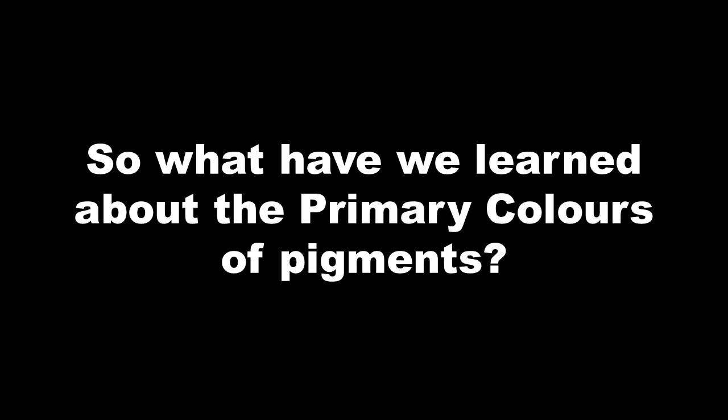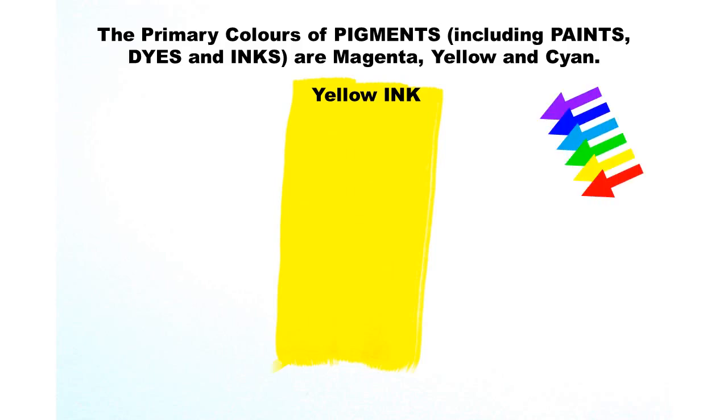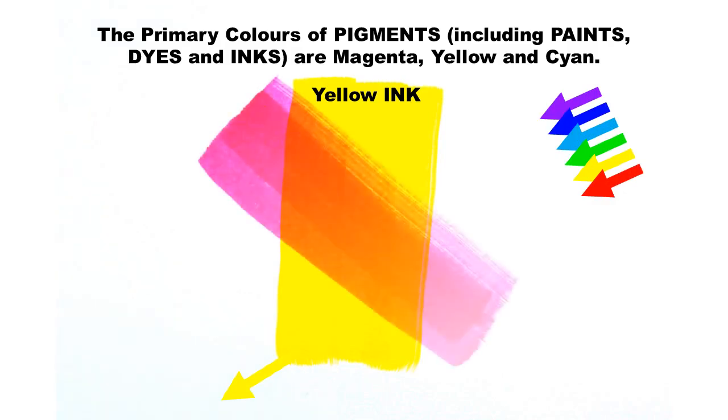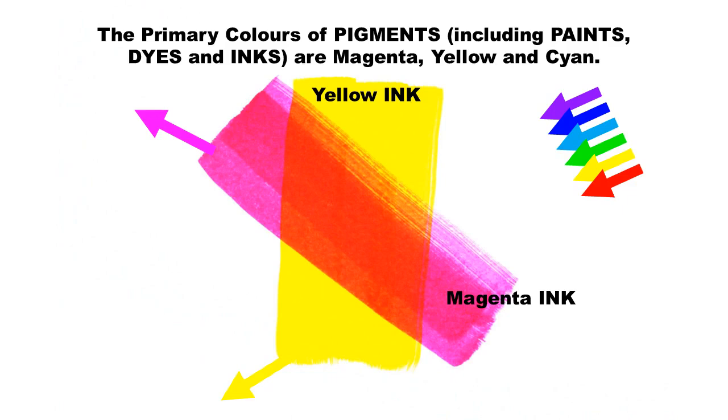So in conclusion, what have we learned about the primary colours of pigments? The primary colours of pigments, including paints, dyes and inks, are magenta, yellow and cyan. If we spread yellow ink onto paper, the ink absorbs all the colours of the rainbow contained in white light except yellow, which it reflects. Similarly, magenta ink absorbs all the colours of the rainbow contained in white light except magenta, which it reflects.